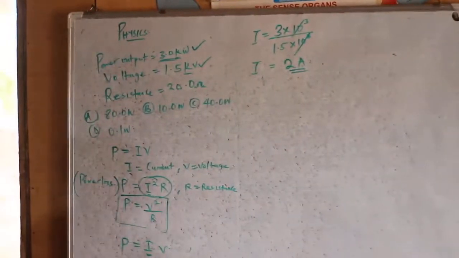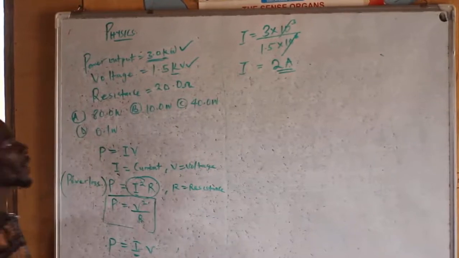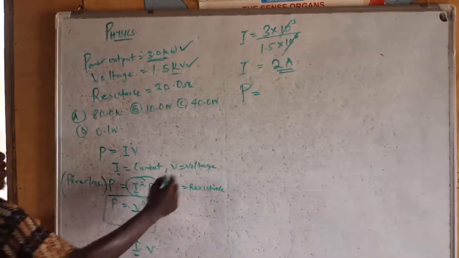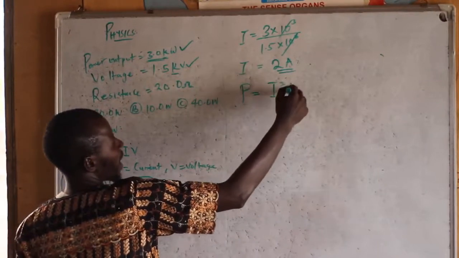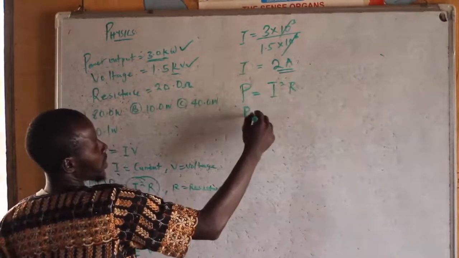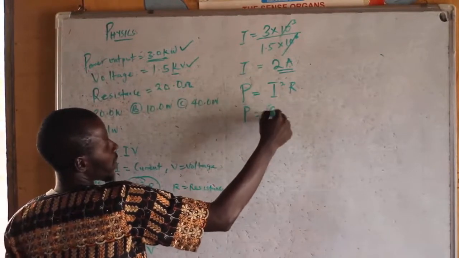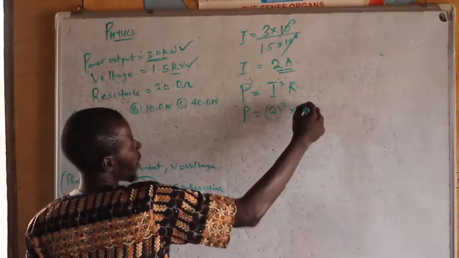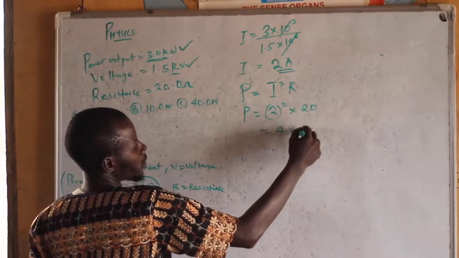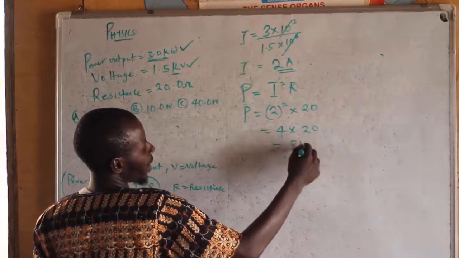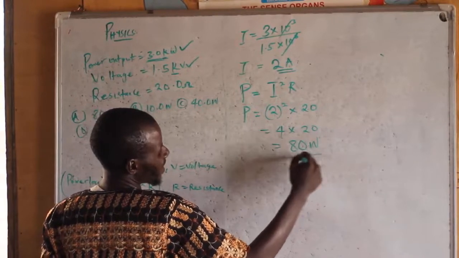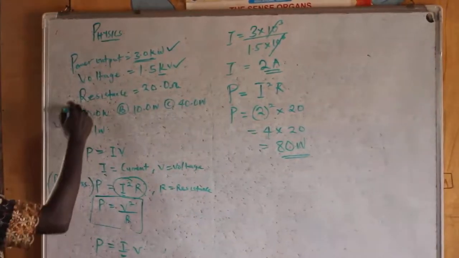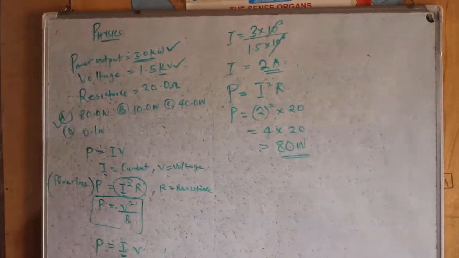So in this aspect now, you can get your power loss. What is your power loss? The formula for power loss is I squared R. Power loss equals your I, 2 raised to the power 2, multiplied by your resistance, which is 20. So 4 times 20, which will give us 80 watts. Power is always in watts. Which means your answer is A. Is that clear?